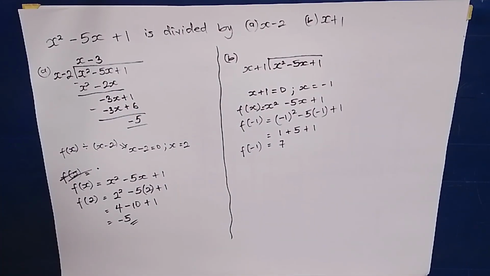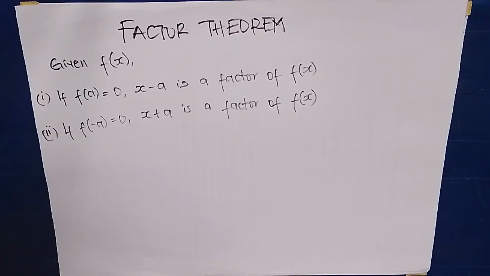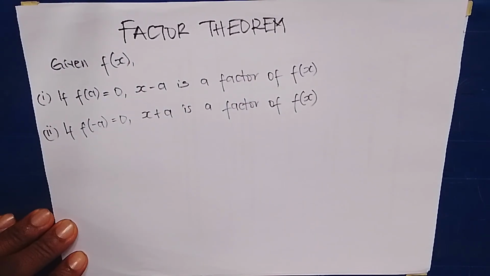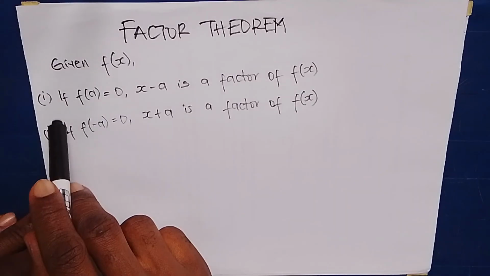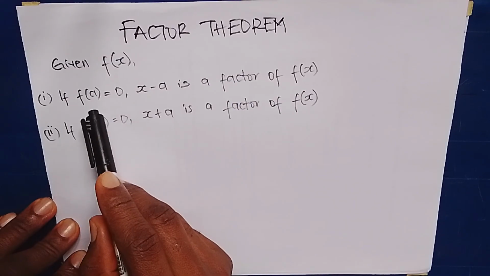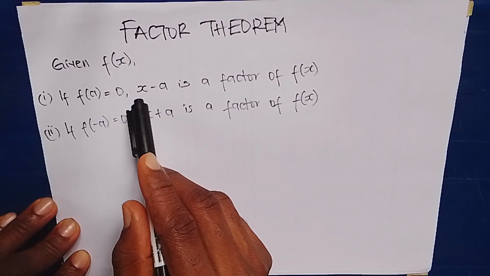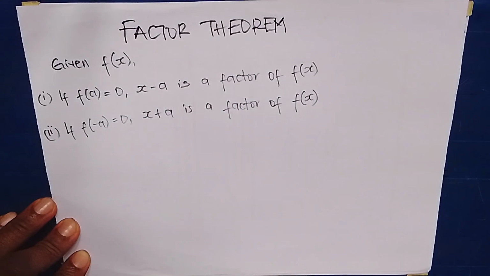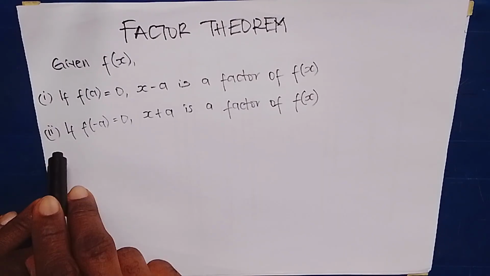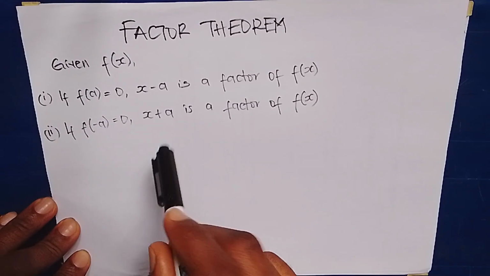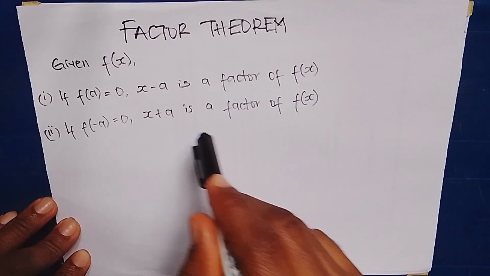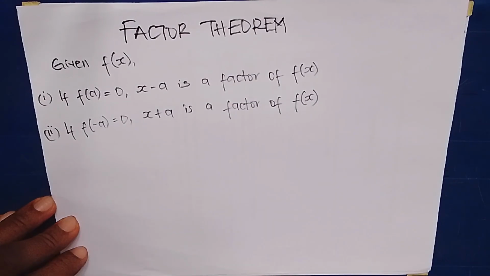Now let's move on to factor theorem. This is what factor theorem states. It states that given f of x, and it's just like I said, the remainder theorem is like a coin with two sides. The same applies with factor theorem. So the first phase says, if f of a is equal to 0, it means that x minus a is a factor of f of x. That means x minus a will divide f of x without leaving a remainder. And secondly, if f of minus a is equal to 0, then x plus a is a factor of f of x, meaning x plus a will divide f of x without leaving any remainder.